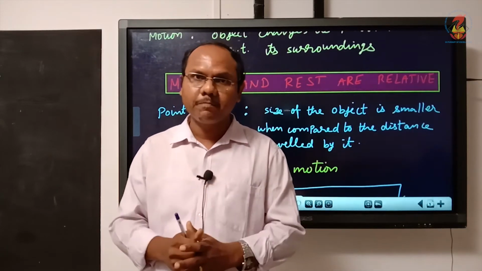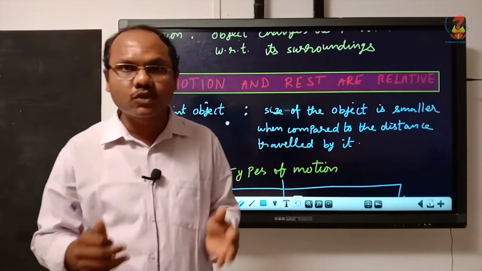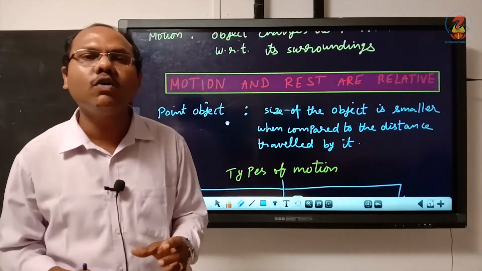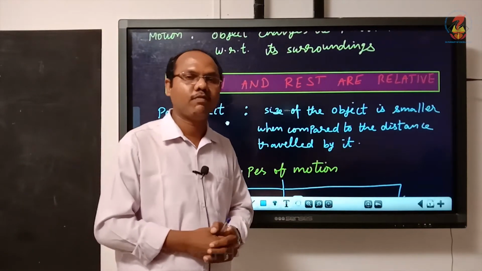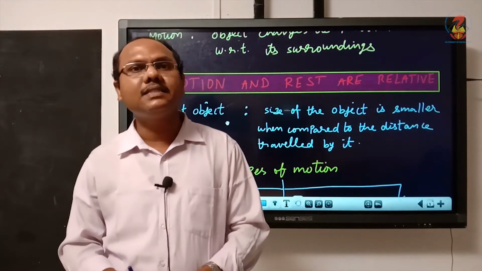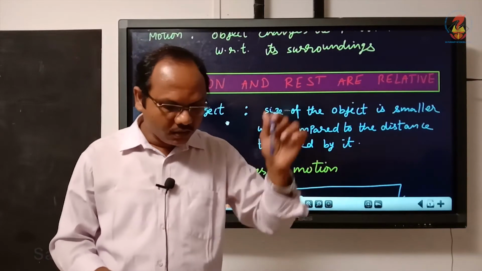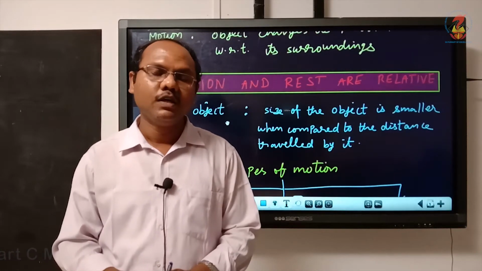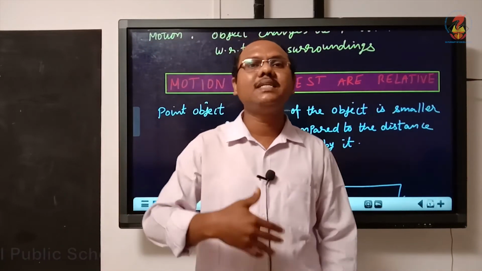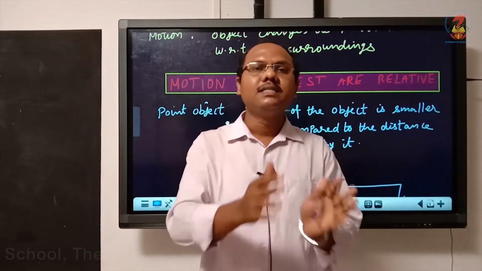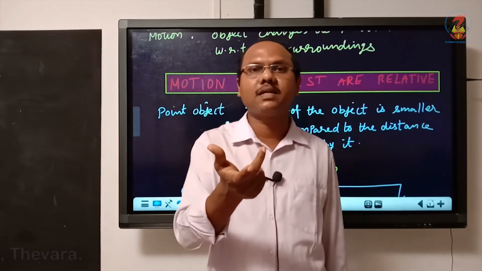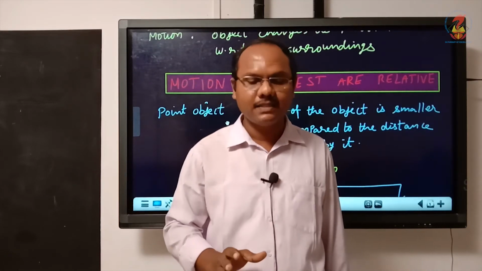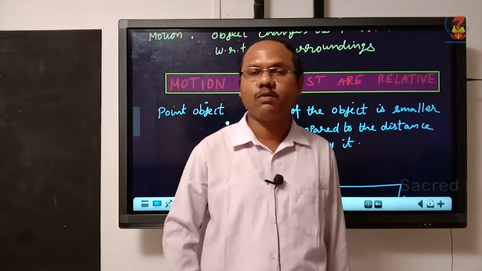See, for example, I am coming to school by car. The length of the car is almost 4 meters long. And the distance from my home to school is around 40 kilometers. So comparing to the distance travelled by me, the size of the car, which is 4 meter, is almost negligible. So I can consider that car as a point object.